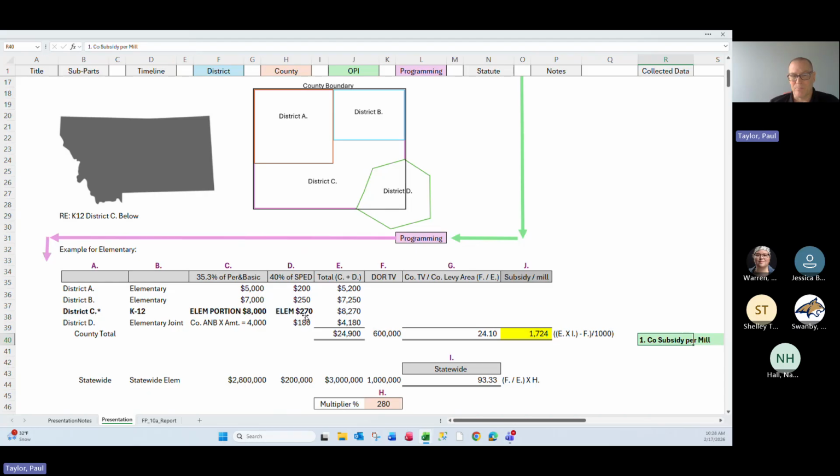So, having belabored that a little bit too long, take the basic and the special ed percentages and add them together here. Then take that information for all 4 of the school districts and total them up. So this is the levy area of every district in the county, inclusive of this guy D. Let's go back and talk about that for a second.